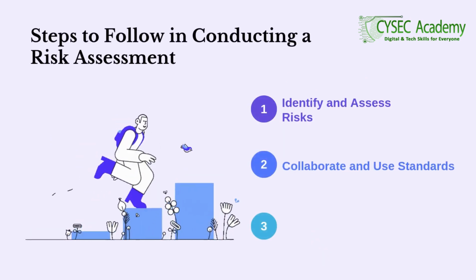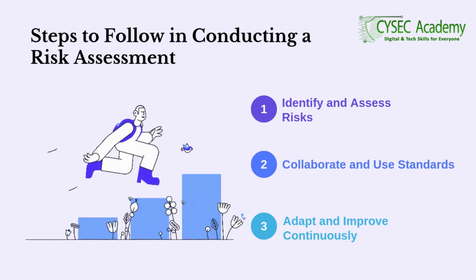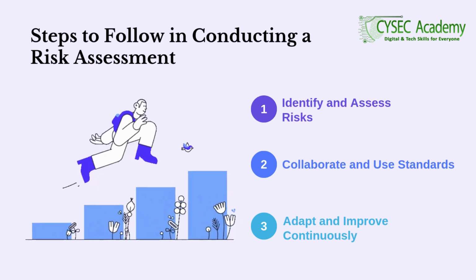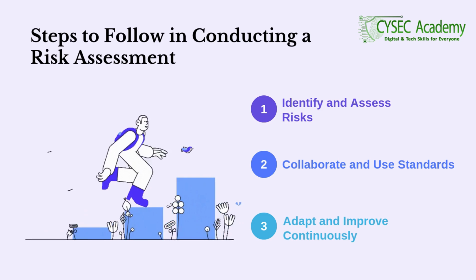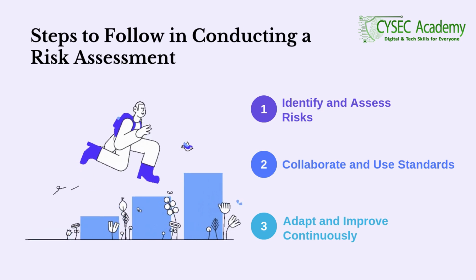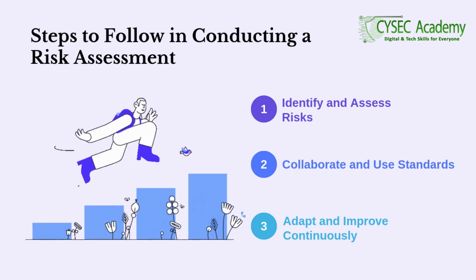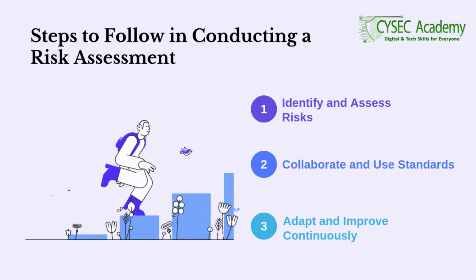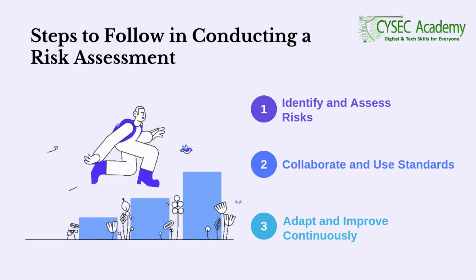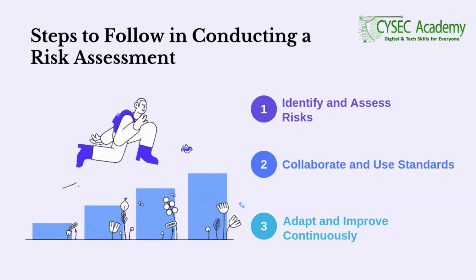Steps to follow in conducting a risk assessment. 1. Identify and assess risks. Conduct a risk assessment to identify key assets, spot threats, and prioritize them using risk matrices. 2. Collaborate and use standards. Involve cross-functional teams and align with industry standards, e.g., NIST, ISO 27001, to ensure a thorough and structured approach. 3. Adapt and improve continuously. Use industry insights and update policies regularly to address evolving cyber threats.